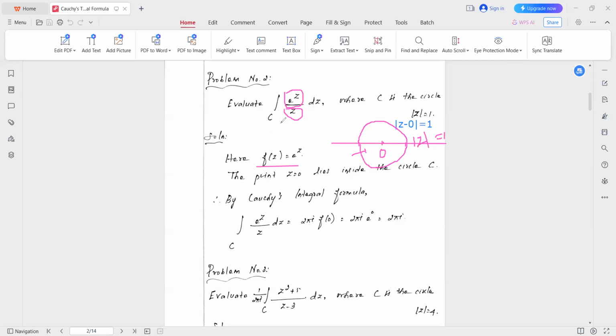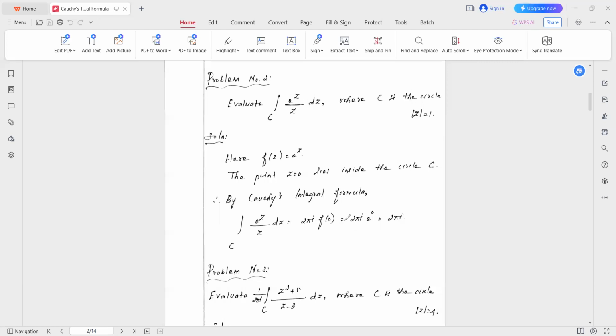Here, what is the singular point, which means the analytic fails at which point? 0. Clearly 0 lies in the interior of the circle. So here what formula do we have to use? Cauchy's integral formula. Cauchy's theorem we couldn't use in this place because the point lies inside the circle. So by Cauchy's integral formula, what will we get? The integral value of this is equal to 2 pi i into f at that point. Here the point is 0, so we have f of 0.